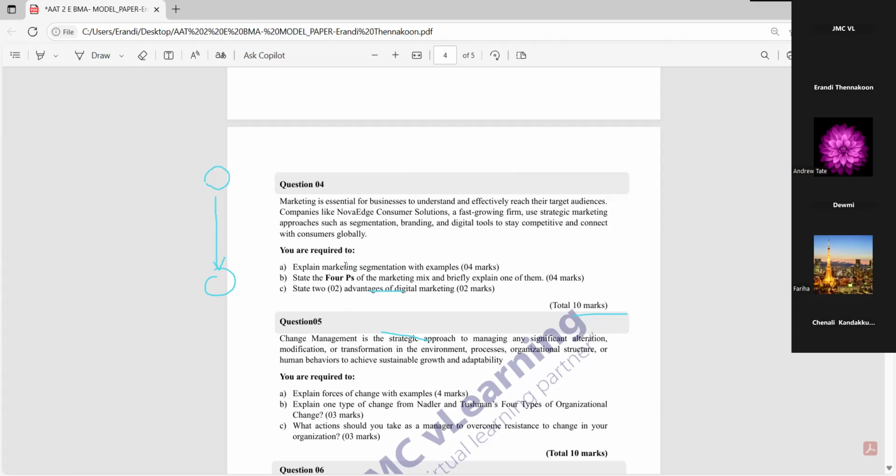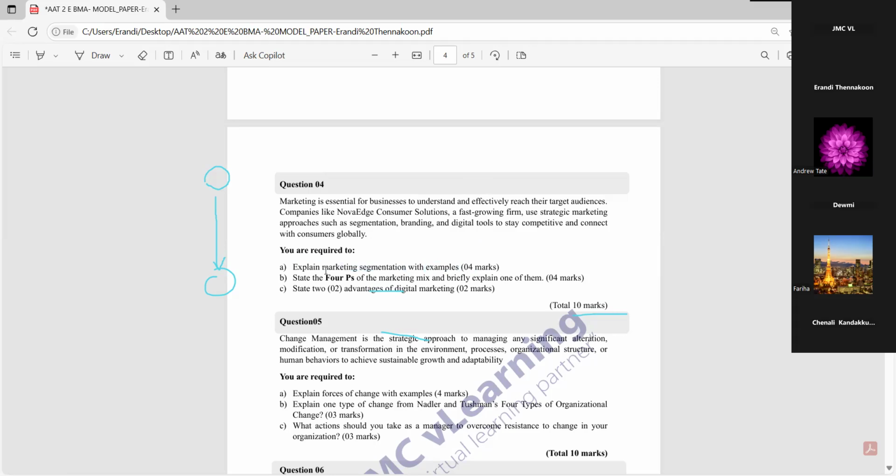When it comes to marketing segmentation, it is the process of dividing the market into distinct groups with similar needs. When it comes to explain, you have to give examples. My example would be a clothing brand targeting youth with trendy wear and adults with formal wear. When it comes to this kind of question, which will get 4 marks, you have to explain this term in your own words, and you have to give examples.